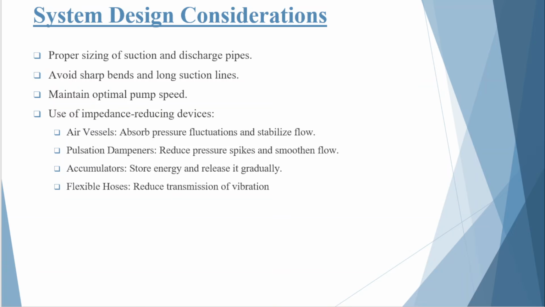Pump speed is another major design parameter. As we discussed earlier, acceleration head increases approximately with the square of pump speed. This means that increasing the pump speed from 300 revolutions per minute to 600 revolutions per minute does not simply double the acceleration head, it increases it by nearly 4 times. For this reason, engineers always verify the allowable operating speed during pump selection.